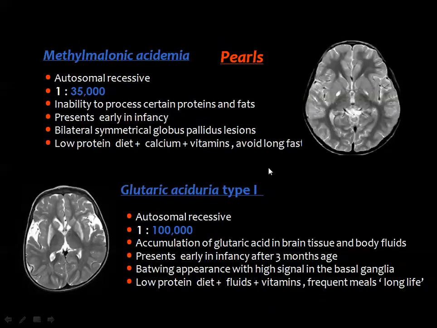And methylmalonic acidemia is also an autosomal recessive. The main problem is the inability to process certain proteins and fats.